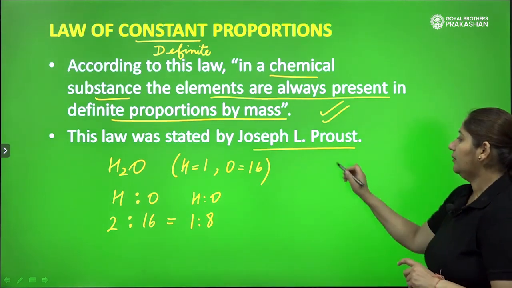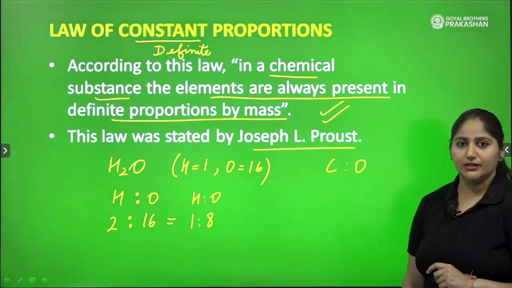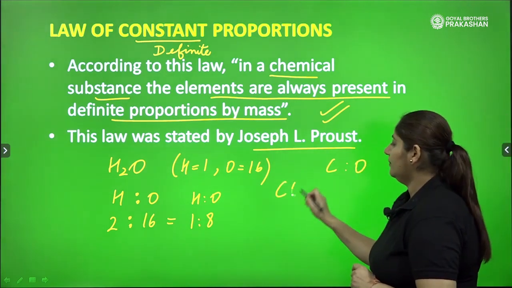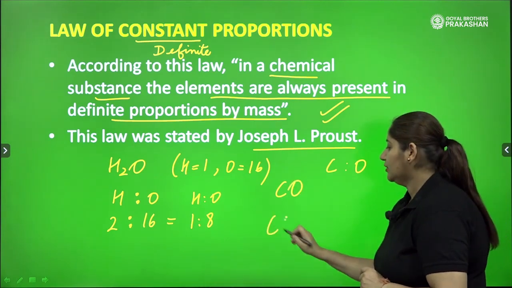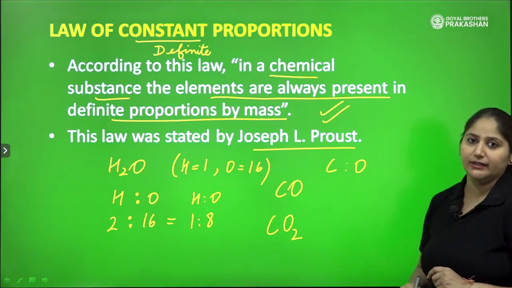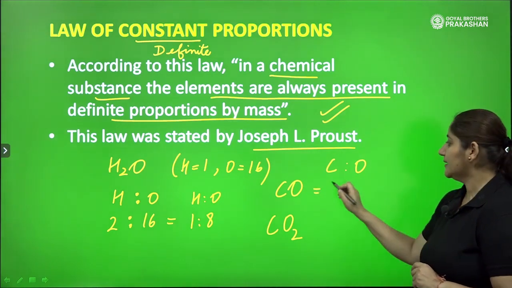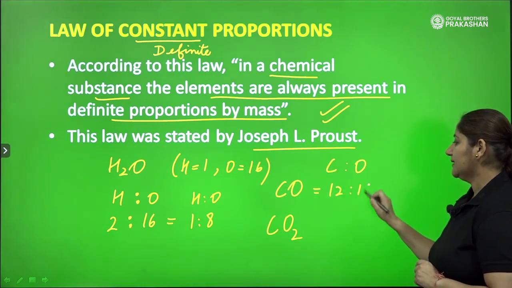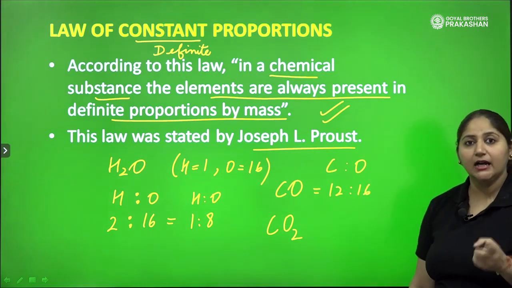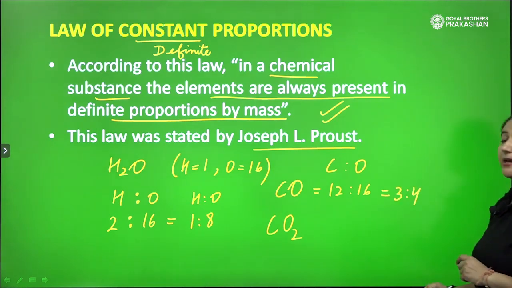Similarly, when we talk about carbon and oxygen, which two compounds do carbon and oxygen form? So it can form carbon monoxide. They can also form carbon dioxide. Yes. So in which proportion should they exist? So we know that carbon has mass 12 and oxygen has mass 16. So in order to make carbon monoxide, the ratio should be 3:4 by mass.